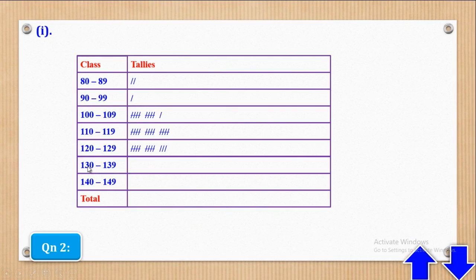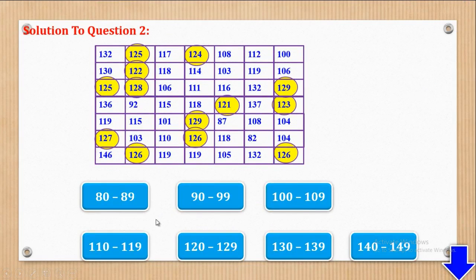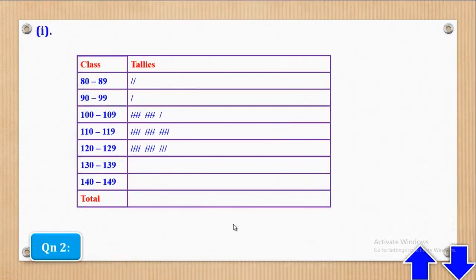The next will be values from 130 to 139. So I'll come here, remove these ones and put this. So these are 1, 2, 3, 4, 5, 6. So I'll come here and put tallies corresponding to 6.